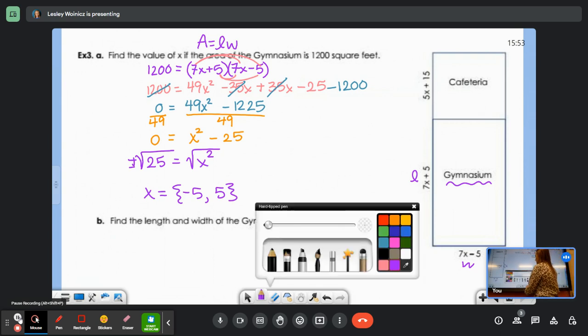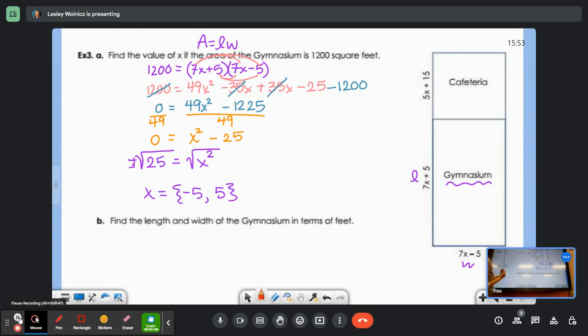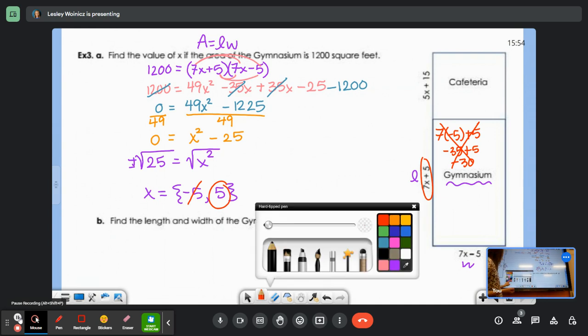When I think about plugging in a negative 5 into, say for example, this length, and I do 7 times negative 5 plus 5, okay, 7 times negative 5 is negative 35 plus 5, that's negative 30. I cannot have a length of negative 30. It does not work. Lengths must be positive and so must distances. So negative 5 doesn't work. I have to use the positive one and see if it works.